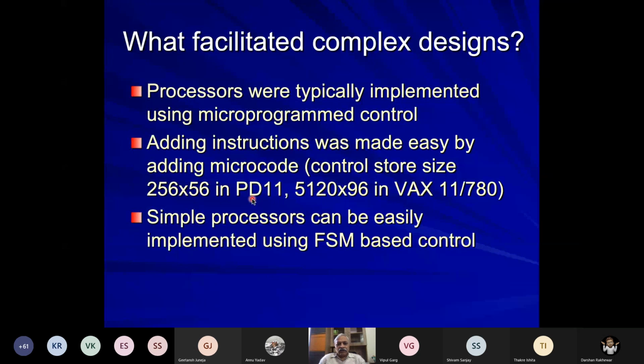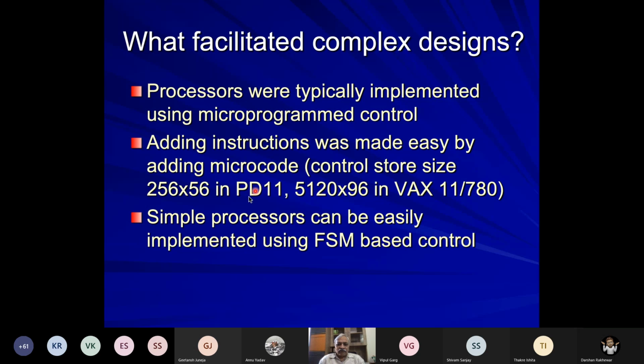Now, to understand what made it possible to design complex instructions, we need to understand the implementation approach. At that time, processors were typically implemented using what is called microprogrammed control. And adding an instruction was made easy by adding more microprogram code or microcode. Okay, so it's like a processor sitting within a smaller processor sitting within your controller, which actually interprets the instruction. That microprogram code is stored in a small memory within the processor called the control store.